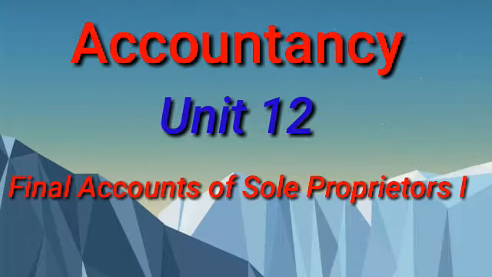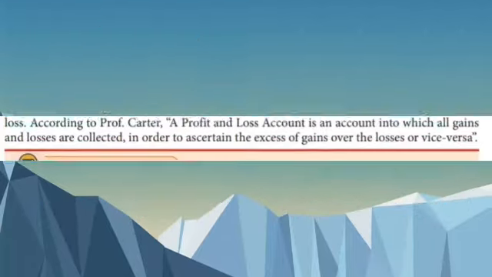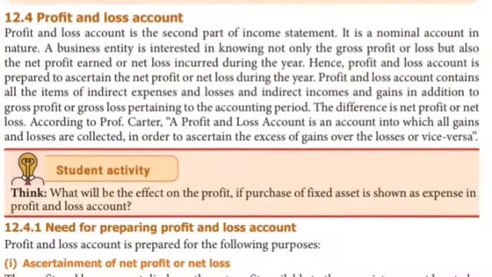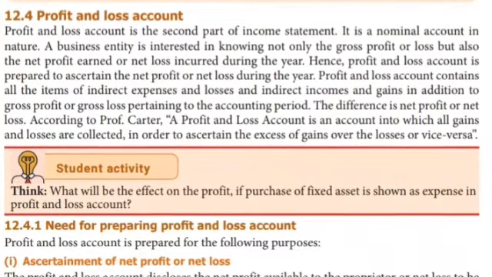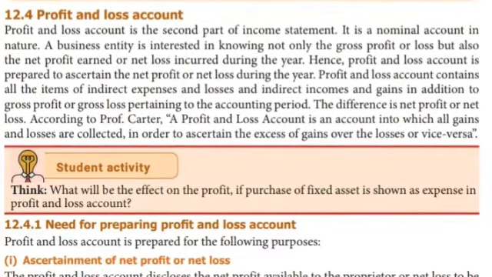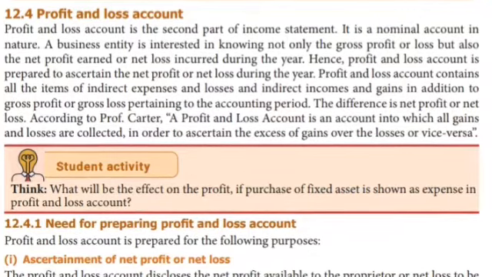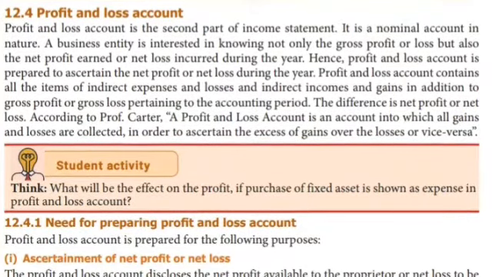Today we are going to see Unit 12, Final Accounts of Sole Proprietors, part 1. In that unit we are going to see the profit and loss account, the P&L account. Profit and loss account is the second part of the income statement, and it is nominal in nature. What do you mean by nominal accounts?